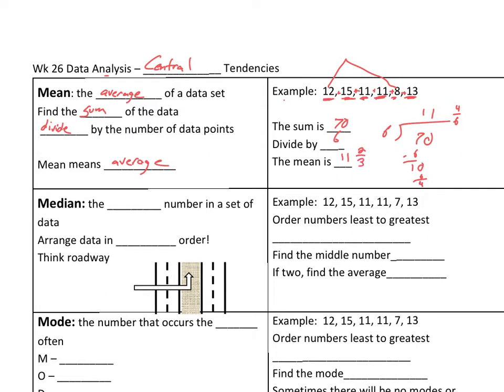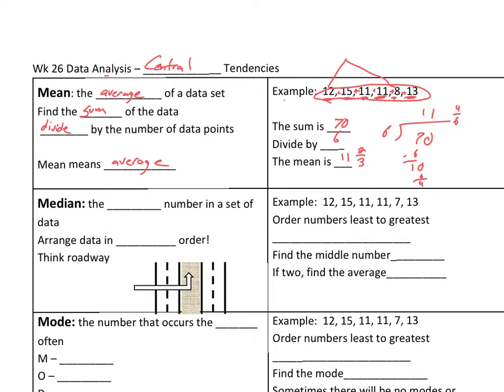Then we want to make sure my answer makes sense. Does it look like it's in the center of all these numbers? It'd be a little over 11. Yeah, that does make sense. All right, so that's the mean. Okay, let's next go to the median.